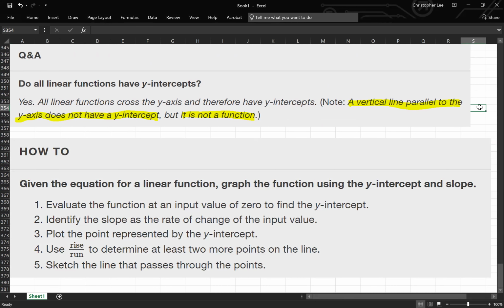All right, so given the equation of a linear function, graph the function using the y-intercept and slope. Step one, evaluate the function at the input value of 0 and find the y-intercept. Step two, identify the slope as the rate of change of the input value. Plot the point represented by the y-intercept. Use rise over run to determine at least two more points on the line. Then sketch the line that passes through the points. Questions on this? Anybody? Okay.